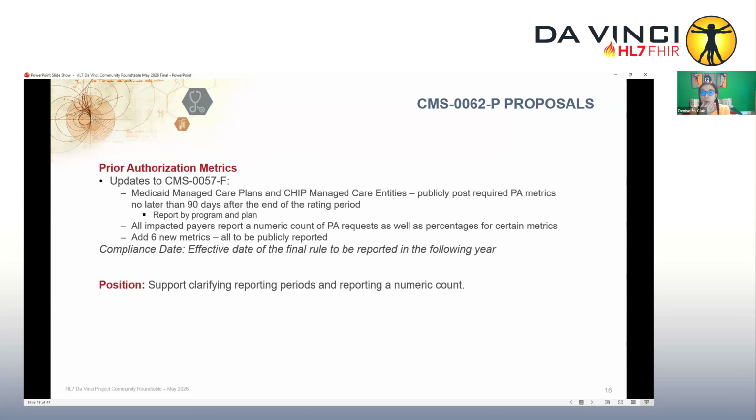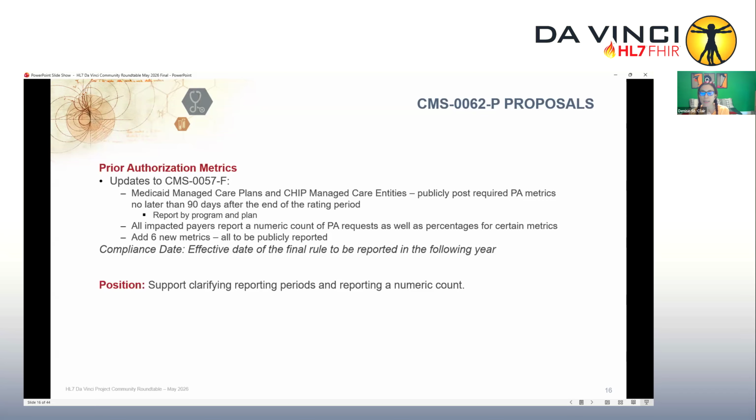There are quite a few proposals around prior authorization metrics. So the first set of proposals is looking to update those metrics that were finalized in 0057. And again, these are all for impacted payers: Medicare Advantage, Medicaid managed care, and fee-for-service, and then the issuers on the federally facilitated exchanges. These are to be publicly reported.